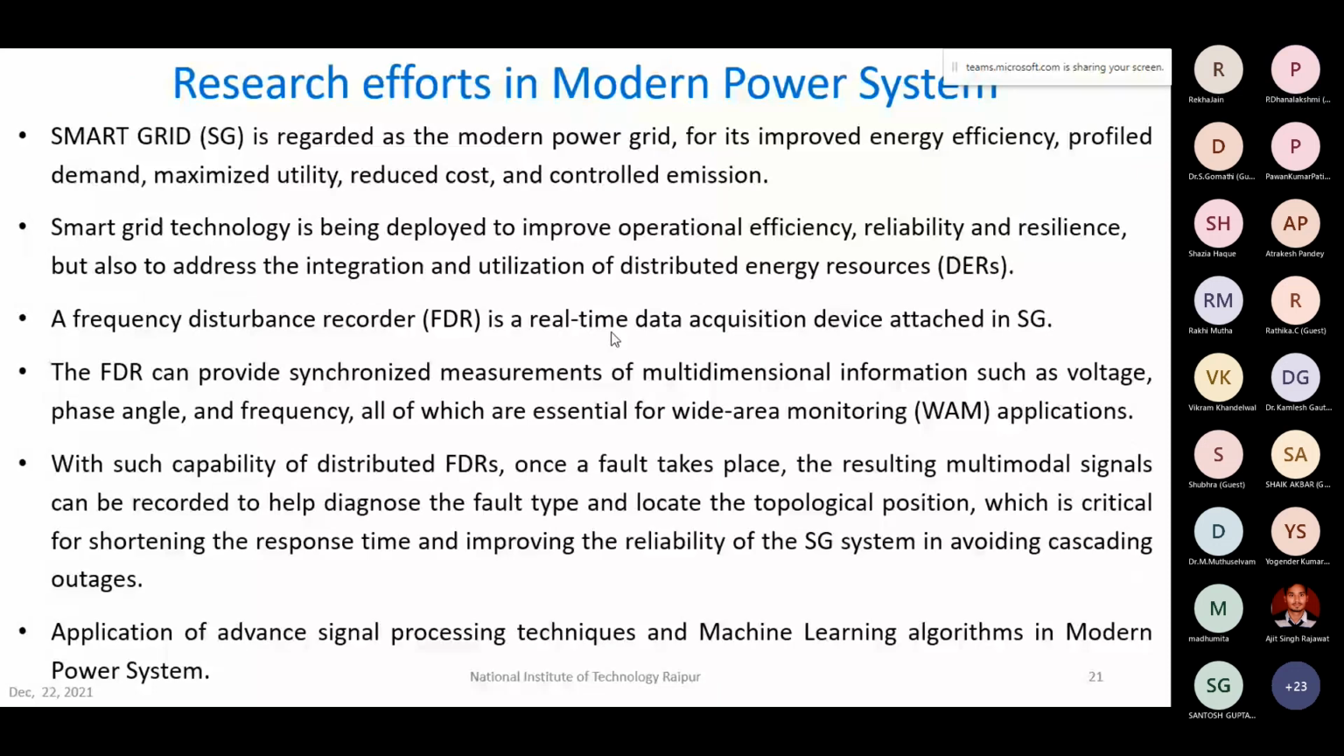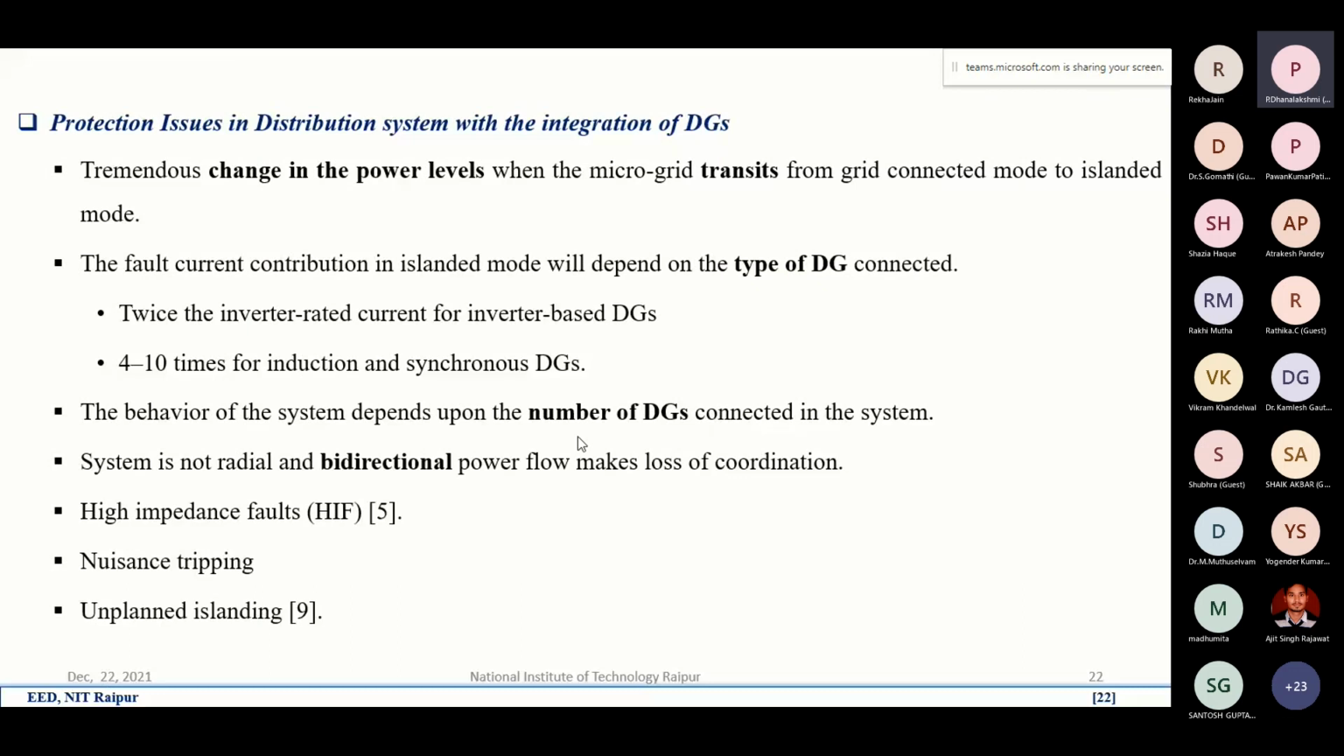Now, the main focus of this lecture today is the use of different advanced signal processing techniques and machine learning applications in the modern power system network. So basically, the main focus is given on the protection issues, which can particularly make the system more reliable if the fault is detected fast and cleared based on the information available. So why the protection issue? I will be giving you an idea here in a few points.